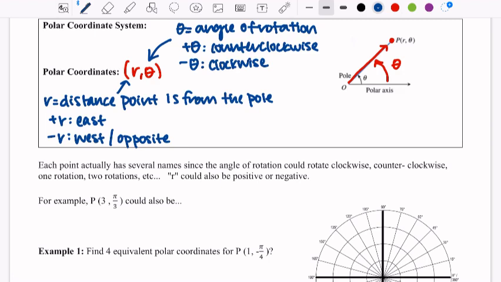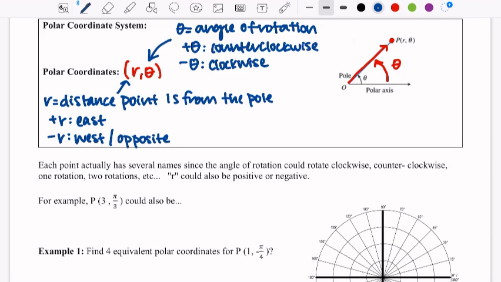So this video today is going to introduce us to how to plot polar coordinates, how we can switch between Cartesian coordinates or rectangular coordinates to polar coordinates, and then vice versa, and then also how we can turn equations that are in terms of polar coordinates into rectangular or vice versa.